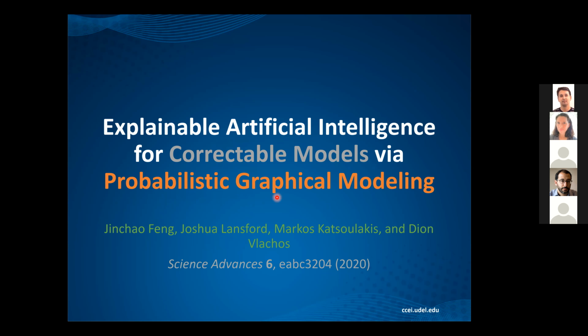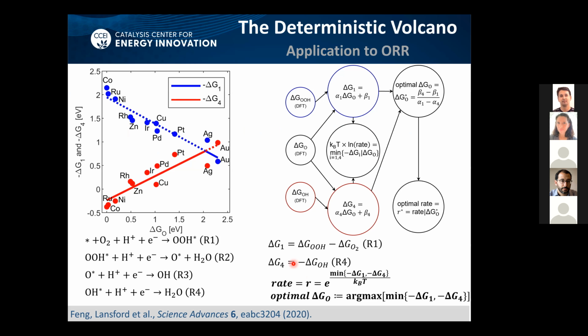And the way we do that is basically through PGMs, probabilistic graph models. This is actually a part of Bayesian networks. And the paper was just published just a few weeks ago. So I'm going to show you through an example.